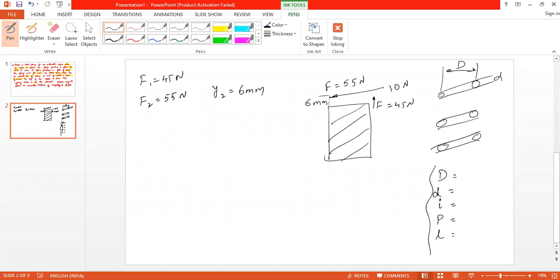Is it clear? For a force of 10 Newton, the spring will have a deflection of 6 mm. Any doubt in this? No, sir.